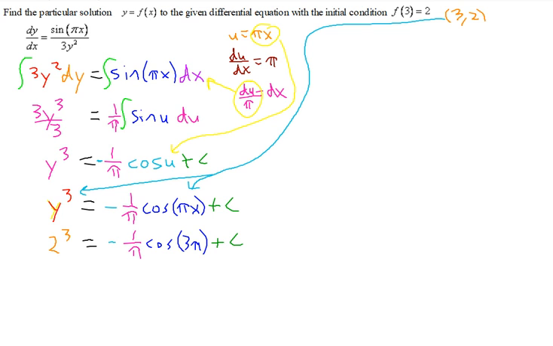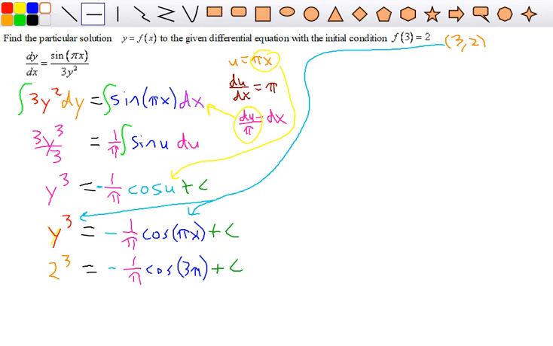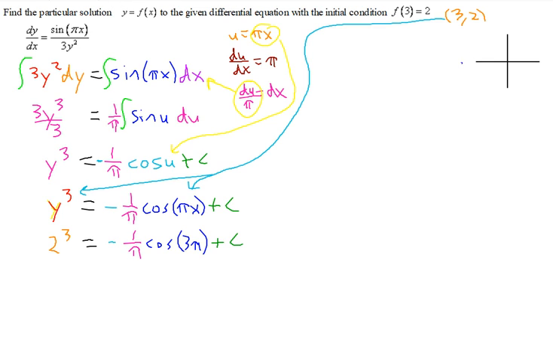So 3 pi, if we draw our little graph over here, unit circle, 3 pi, notice this is pi, and if you add 2 pi to that, go one more time around, 3 pi is in the exact same spot. So it's negative 1, 0. Cosine is x, so that's a negative 1. So if this is negative 1, notice 2 cubed gives you 8. And then that's negative 1 times negative 1 over pi. The negatives cancel out. You just get 1 over pi plus c. And subtract the 1 over pi, so you end up with 8 minus 1 over pi equals c.